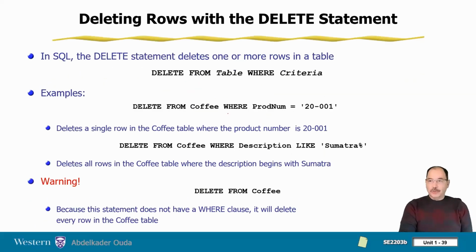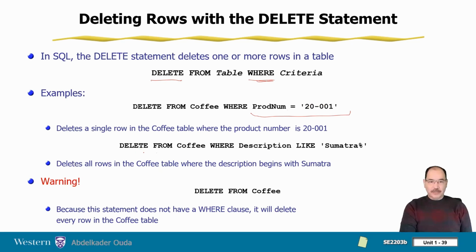All right, so as we know that we can insert, we can update, we can also delete. So we can use the keyword delete from the table that satisfies this criteria after where. So in this example here, we have delete from coffee where product number equal 20-001. That means search for all rows in the table that satisfy this condition. That means the product number is 20-001. Whenever you find such a row, delete it from the table.